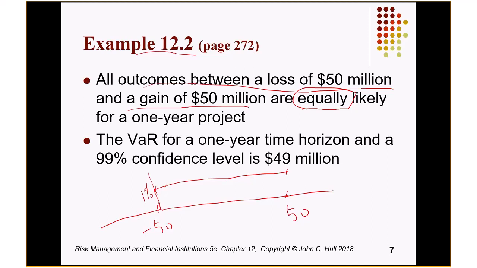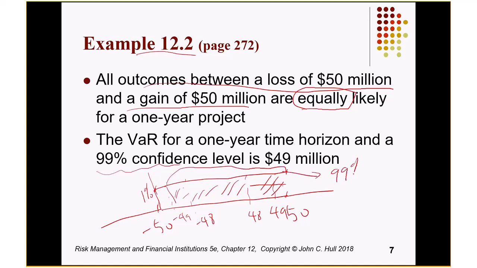Each one of the points is negative 49, negative 48, so this is like 49, 48, right? For the 99% confidence interval, you just accumulate this and then move it forward until you reach here. This covers 99% of the area, and then you have only 1% left here. So that's why the 99% confidence level of VaR will be $49 million.